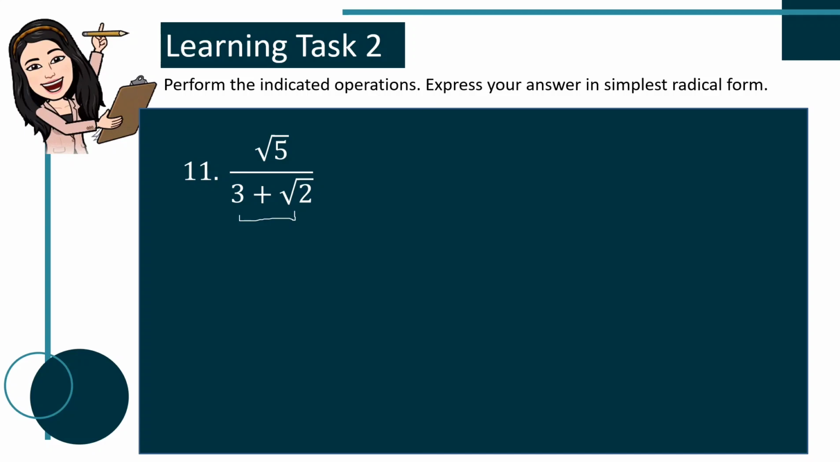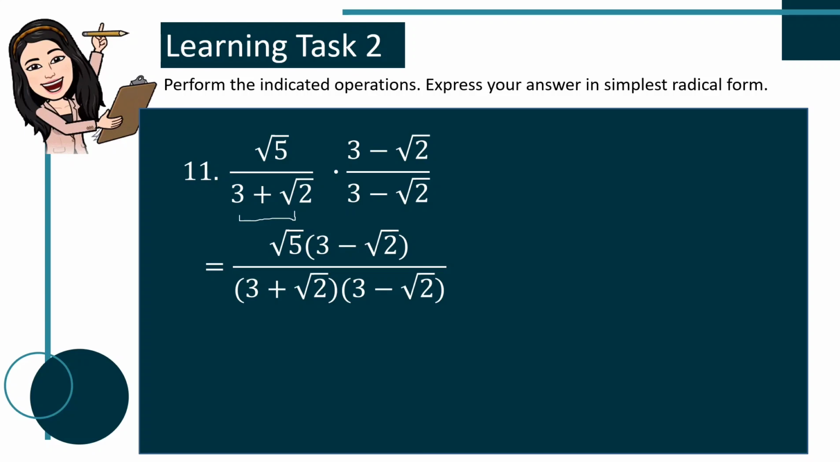Naalala pa ang conjugate? Yes po. Kung ito ay plus, yun ay minus. So, yun yung conjugate. Kung ano ang minultiply sa denominator, siya din ang imumultiply sa numerator. Maliwanag? Now, let us simplify this. So, that would be equal to numerator sa numerator, imumultiply: square root of 5 times 3 minus square root of 2. Imumultiply din itong dalawang binomial: 3 plus square root of 2 times 3 minus square root of 2.